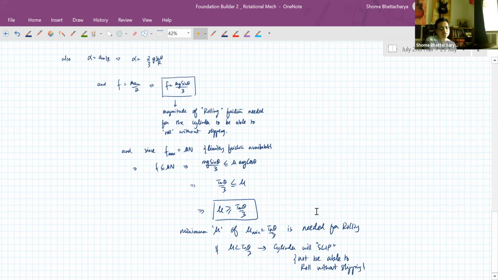So for example, if theta was 37 degrees, tan theta is 3 by 4. So you can see mu should be greater than or equal to 1 by 4. So at least 0.25 should be the coefficient of friction. If it's more than that, then also it's fine. But if the coefficient of friction is less than 0.25, then the cylinder will not be able to roll without slipping. It will be coming down in such a way that it's slipping. In that situation, how to calculate A and alpha and all, we'll discuss that. But first, write down this condition.